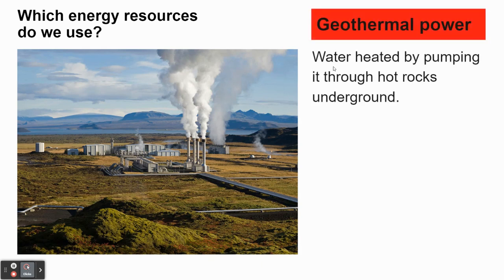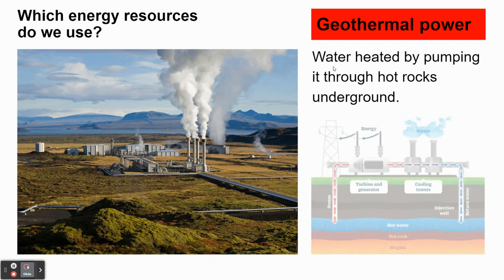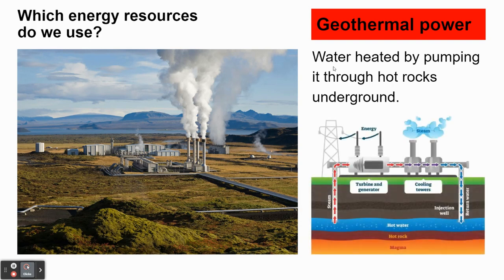And finally, there's geothermal power. So water is heated by pumping it through hot rocks underground. In this diagram, you can see what the cross section would look like. You've got cold water being pumped underground, and it's close to hot rock which heats the water and comes back up as steam to turn a turbine and generate electricity.